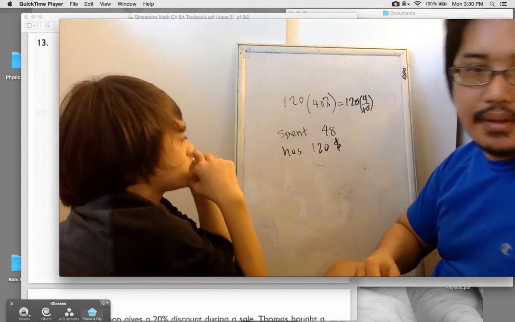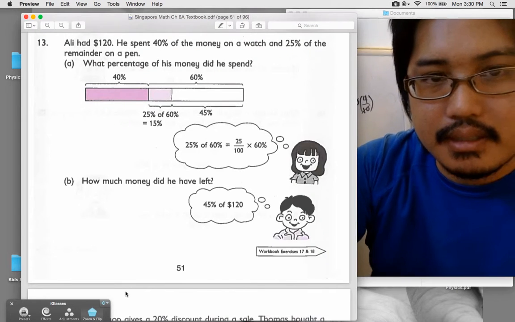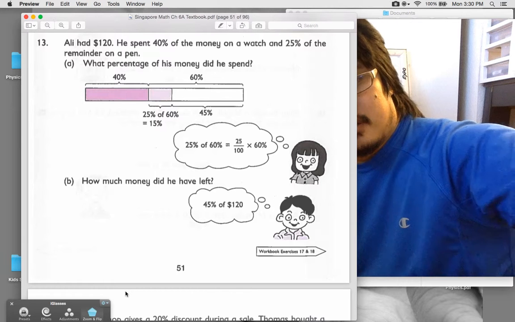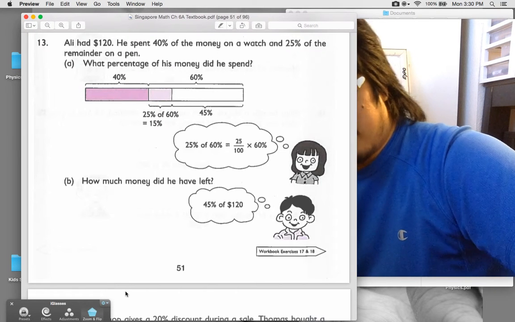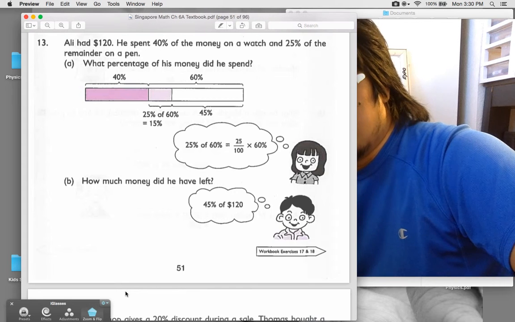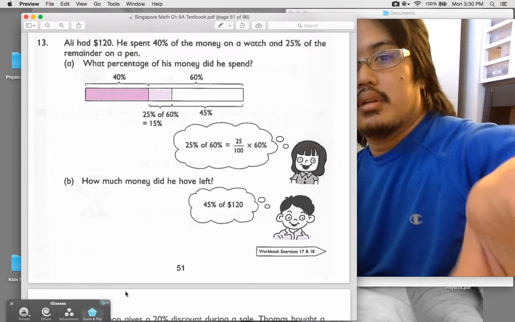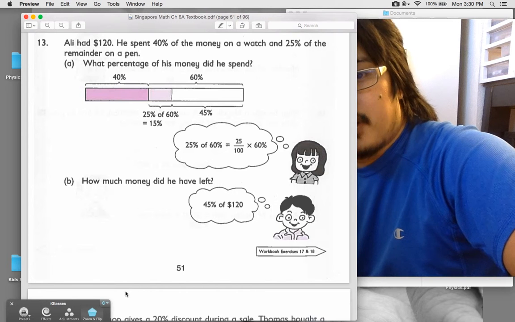All right. Here, let me ask you this, because this is where I want to explain to you where people get screwed up. Look, Ali has $120. Got it? He spent 40% of his money on a watch and 25% of the remainder on a pen. Here's my question to you. Did he straight up spend 65% of his money?